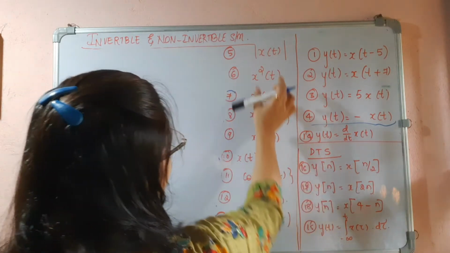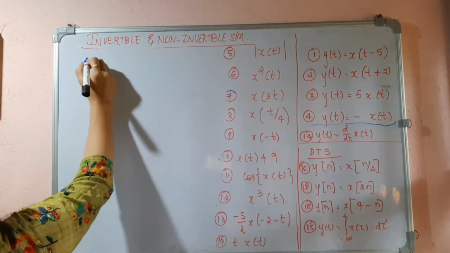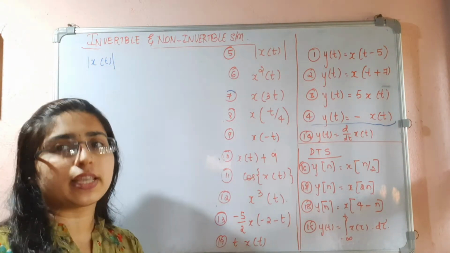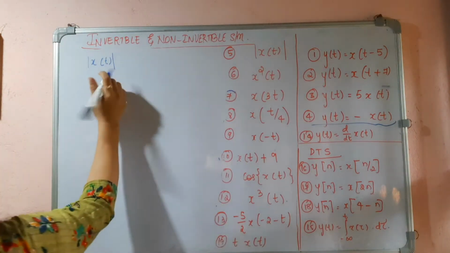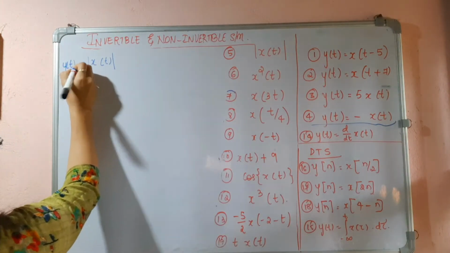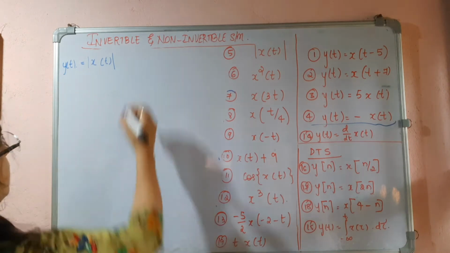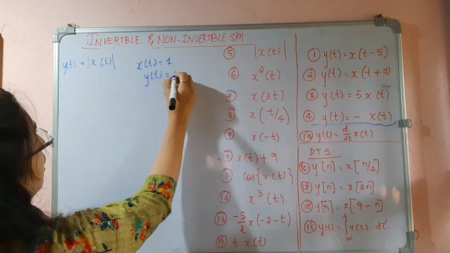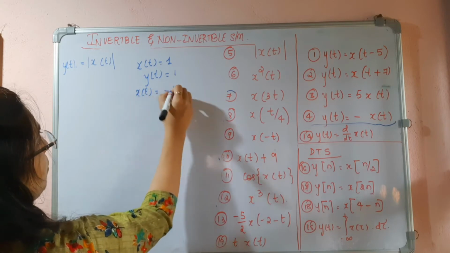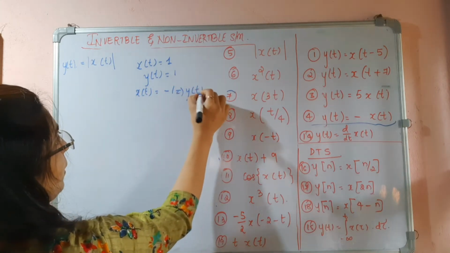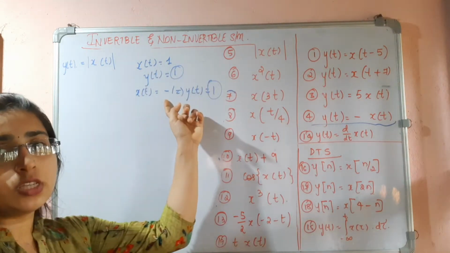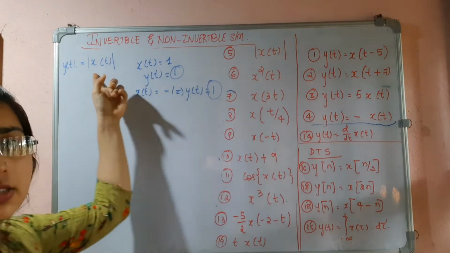Next is mod x of t. This we already know, the rectification process cannot be undone. So this will be a non-invertible system, because suppose x of t is equal to 1, y of t is equal to 1. If x of t is equal to minus 1, then also the output will be equal to 1. So the same output is produced for two different inputs. So this is a non-invertible system.